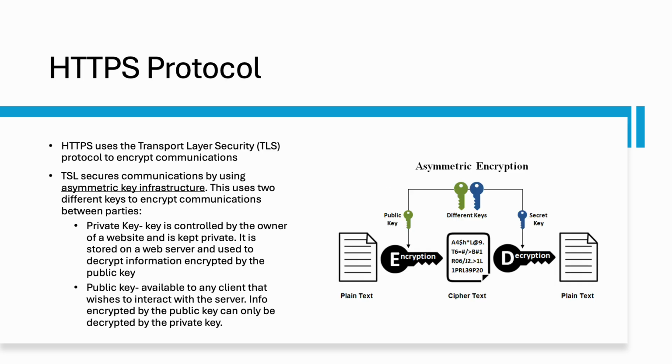So the HTTPS protocol uses the Transport Layer Security protocol to encrypt communications. TLS secures communications by using asymmetric key infrastructure. This uses two different keys to encrypt communications between parties. The private key is controlled by the owner of a website and is kept private. It is stored on a web server and used to decrypt information encrypted by the public key. And the public key is available to any client that wishes to interact with the server. Info encrypted by the public key can only be decrypted by the private key.